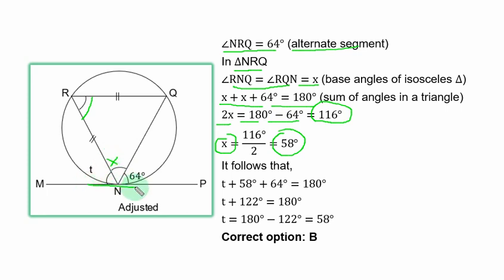So on this line, if you add the three angles, the sum is equal to 180 degrees. You have it in this form, and T is equal to 180 degrees minus 122 degrees, and that is 58 degrees. The correct option is B.